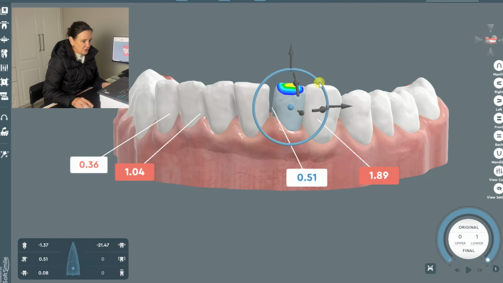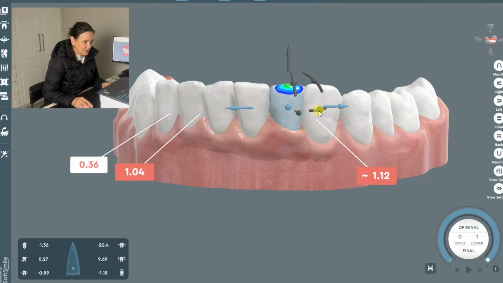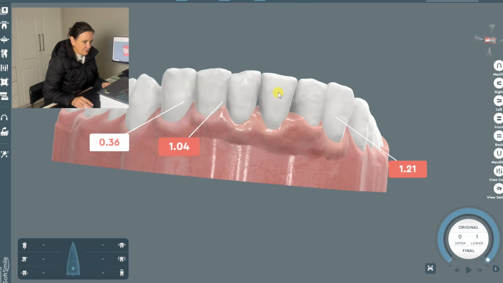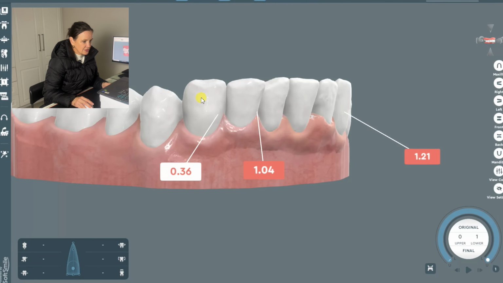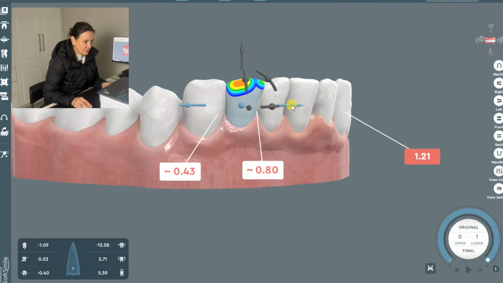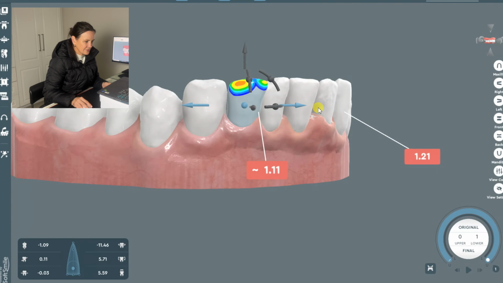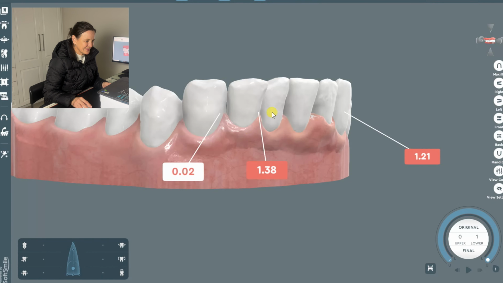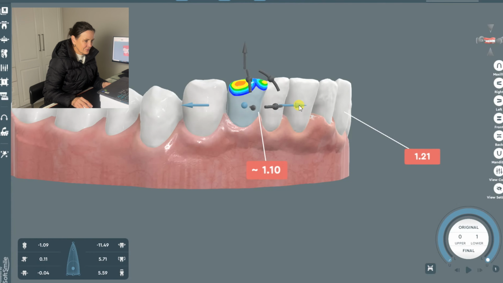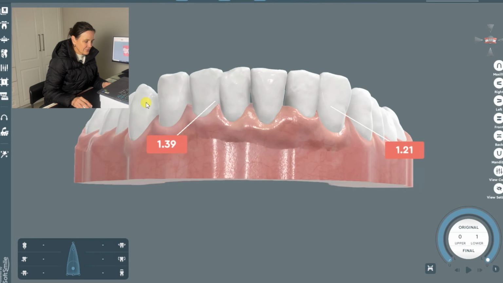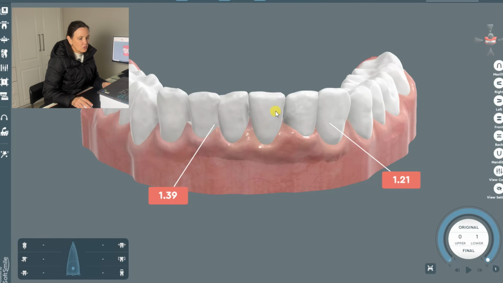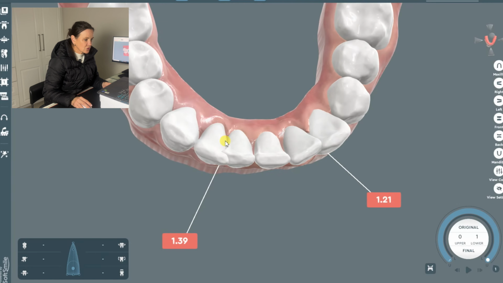How much space do we need? That tooth needs to be uprighted, so let's just get it in 1.2 on this side, and on this side, let's just... Oh, come on. Yeah, I need to, sorry. Here we go. So 1.4, 1.2. 1.4 stripping.